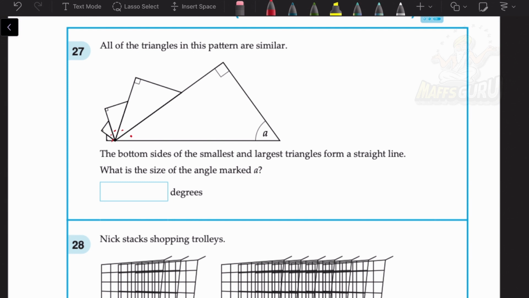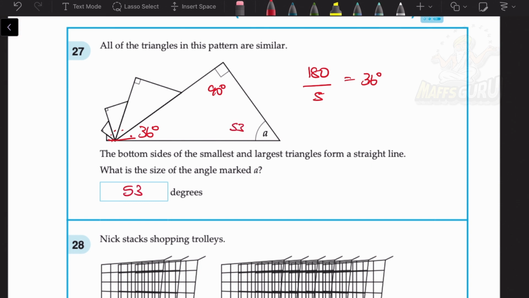So I've got 1, 2, 3, 4, 5 triangles together across a straight line that makes 180 degrees. So I'm going to do 180 degrees divided by 5, which is 36 degrees. Well, if this angle here is 36 degrees and that angle there is 90 degrees, then 180 minus 90 minus 36 gives me this angle here of 53 degrees.